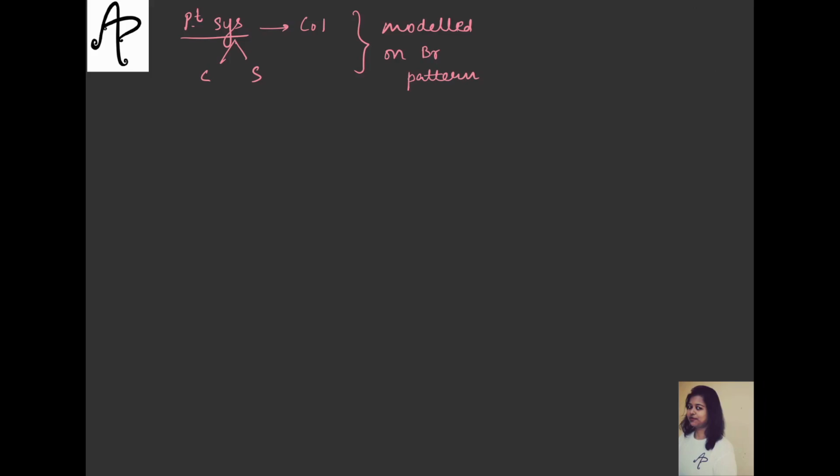Now because it is modeled on the British pattern, what happens in Britain? The British Crown actually acts on the advice of the ministers who are responsible. Please notice all the keywords here because we will see that words like aid and advise, words like responsible, all of that we'll find in our constitution also. So the British Crown acts on the advice of the ministers who are responsible to the popular house of legislature.